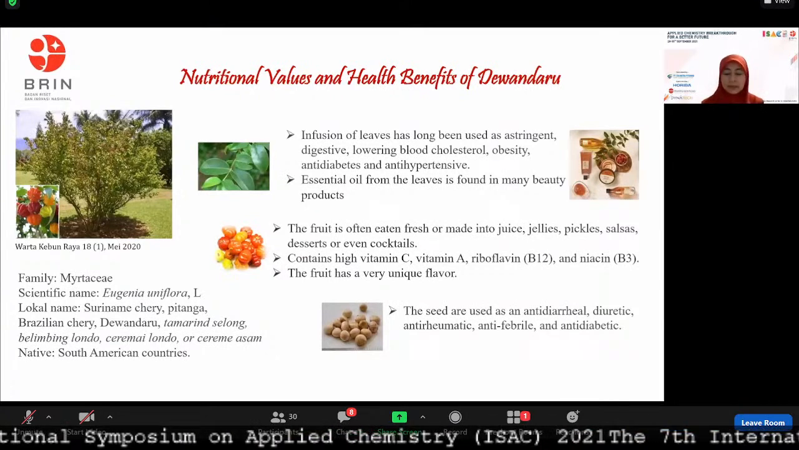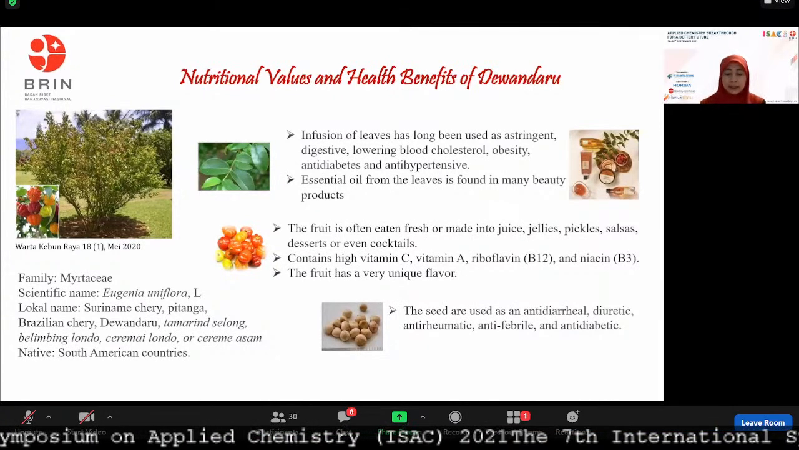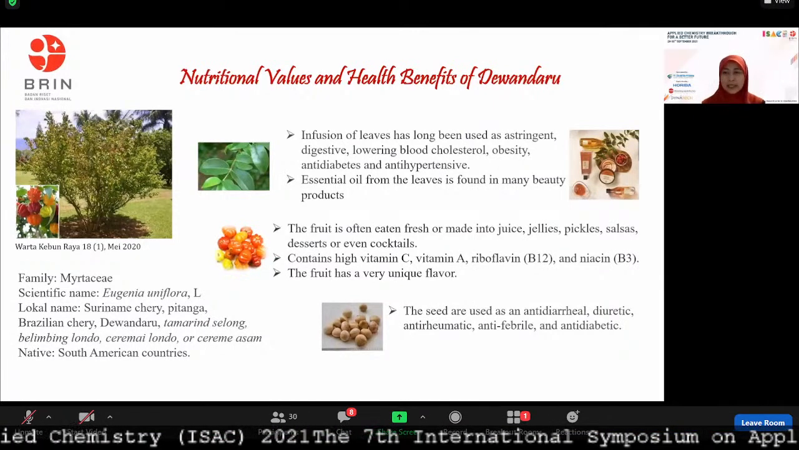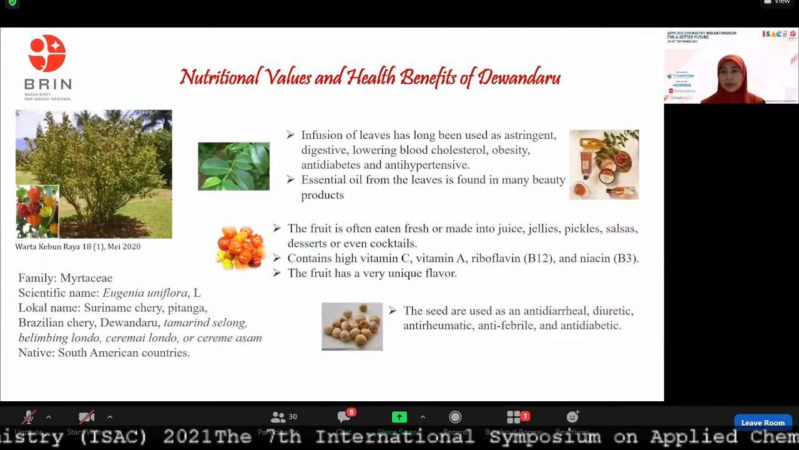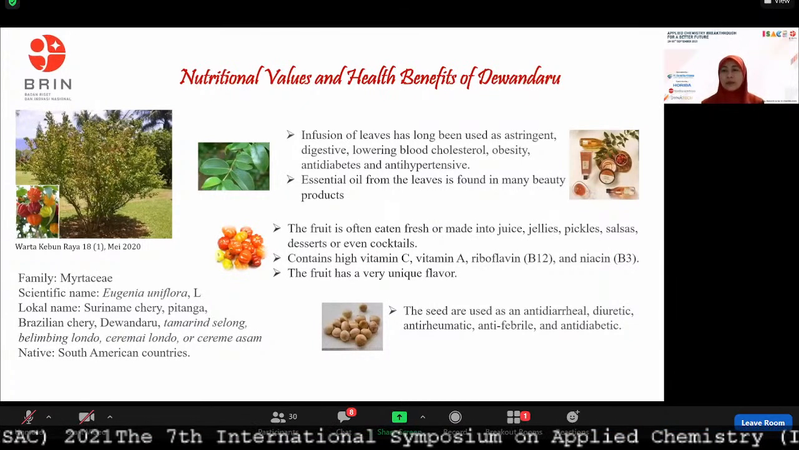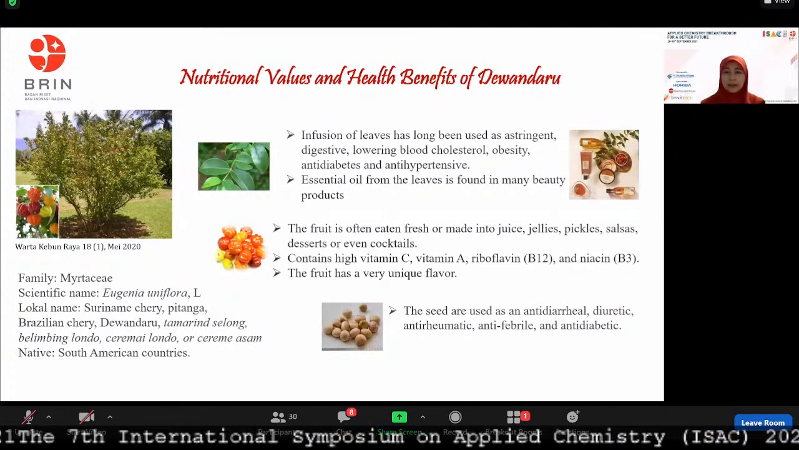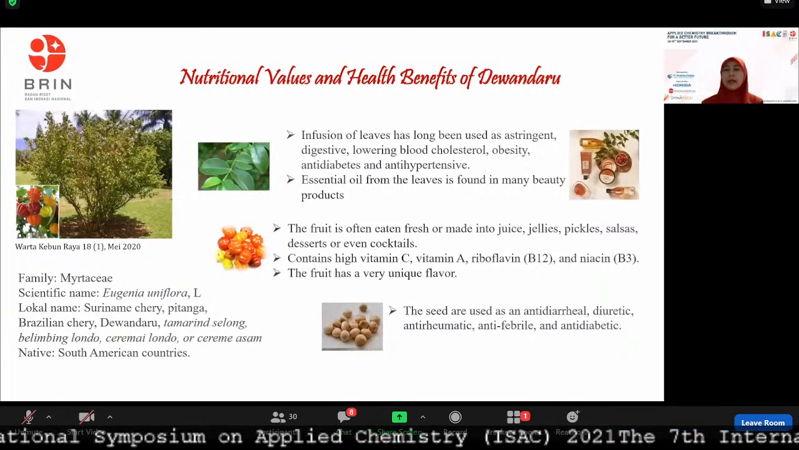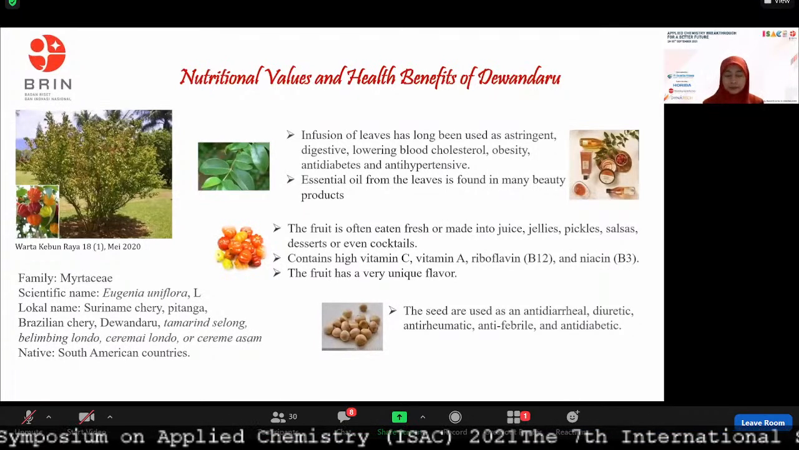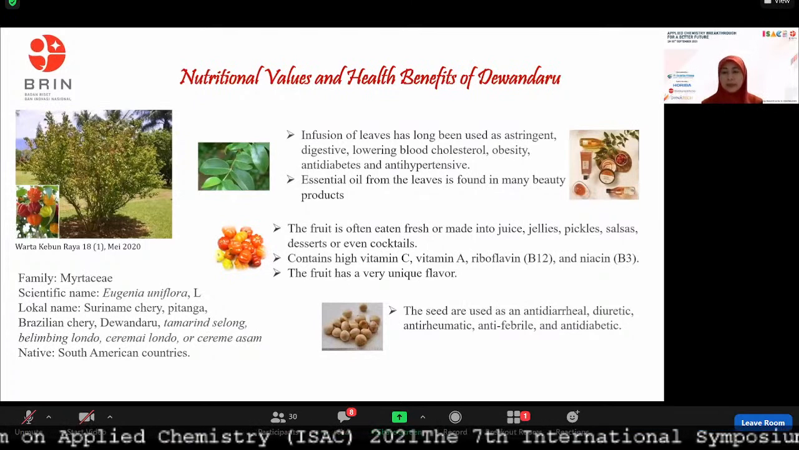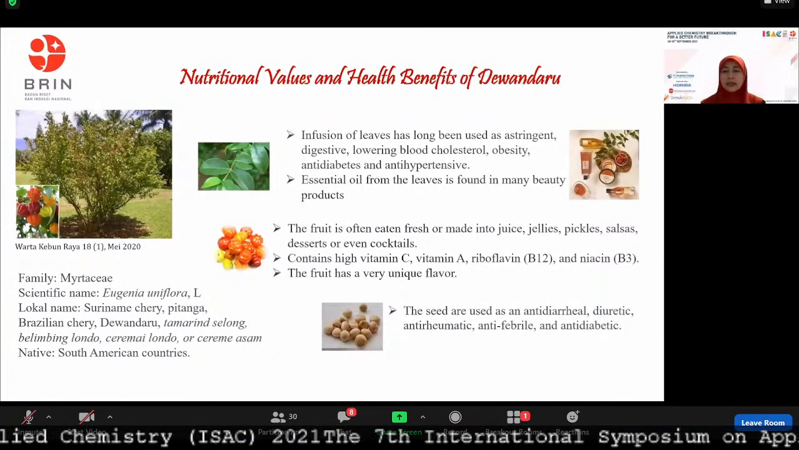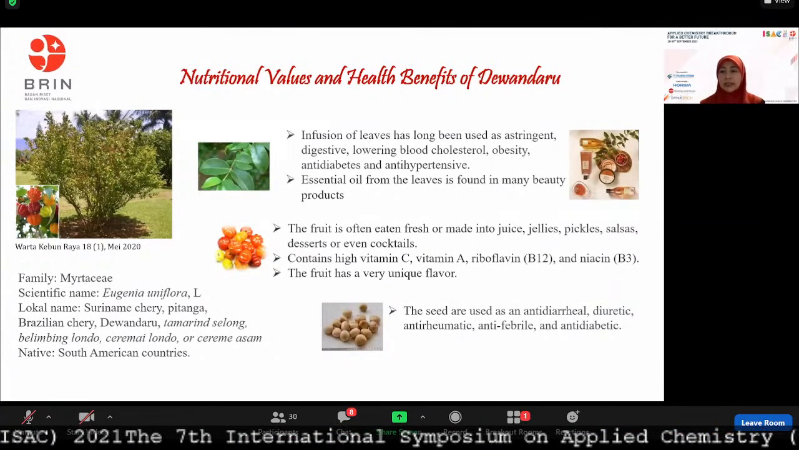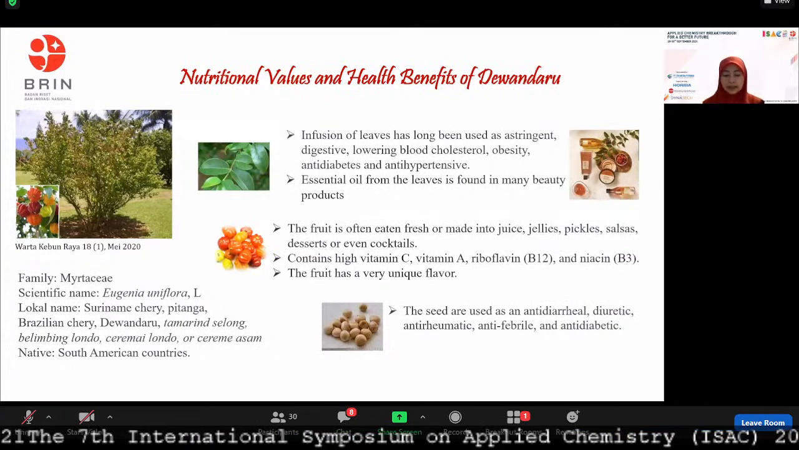Dewandaru plant is rich in benefits. Dewandaru is known as a medicinal plant by the Brazilian people. They use the leaf and fruit of Dewandaru as medicine for diarrhea, fever, hypertension, lowering blood cholesterol, obesity, and diabetes. Essential oil from the leaf is also found in many beauty cosmetic products. Not only the leaf and fruit, they also use the seed as anti-diarrheal, diuretic, antifebrile, and also for anti-diabetic.